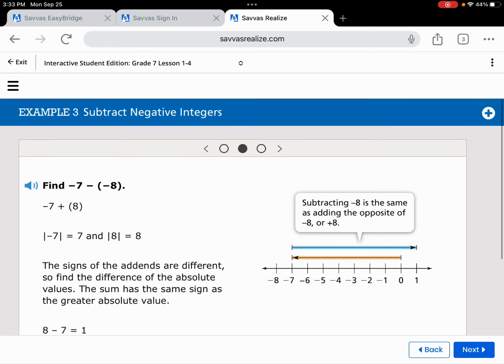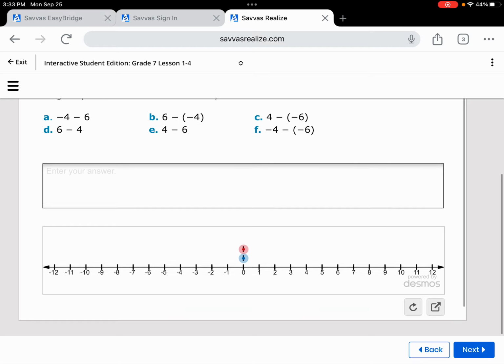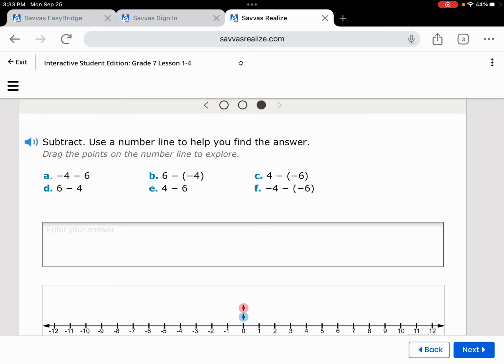And now it's time for the try it. Again, I'm gonna be actually grading this, so this is the one that I want you to try right now. Subtract. Use a number line to help you find the answer. With me I can drag, but on your paper you cannot drag. So you have to just label the letters and use them in your favor.